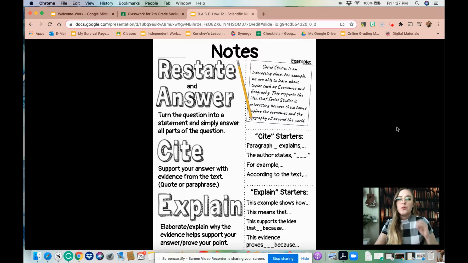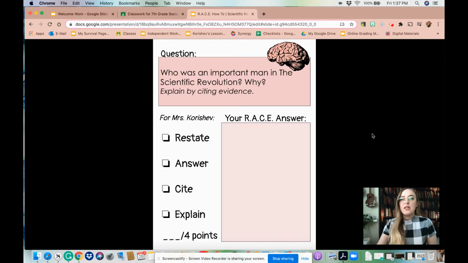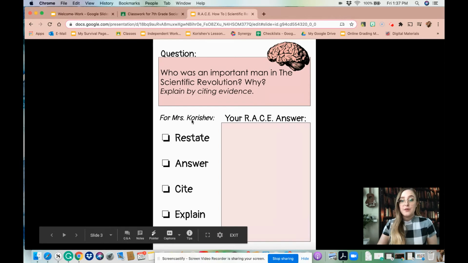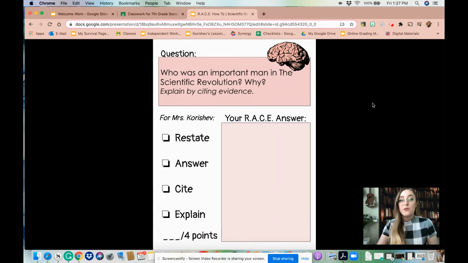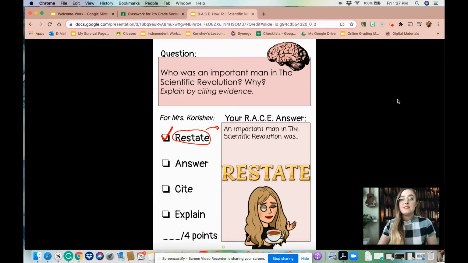Here's a really quick explanation. So when you get a RACE question, you'll see the question at the top, the checklist on the left, that's for me, and you're going to type your answer where it says your RACE answer. Step 1 is to restate. So if my question was, who was an important man in the scientific revolution? Why? You need to start by restating that question. Restating makes us sound proper and professional, okay? So restate that question by saying, an important man in the scientific revolution was, there's my restate. Simple as that. One step already done.